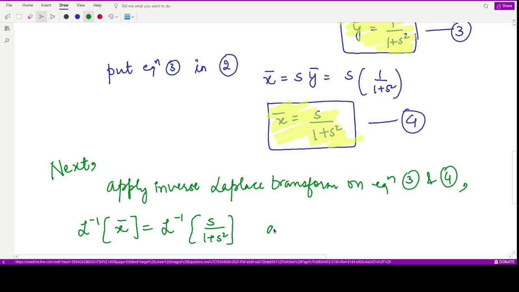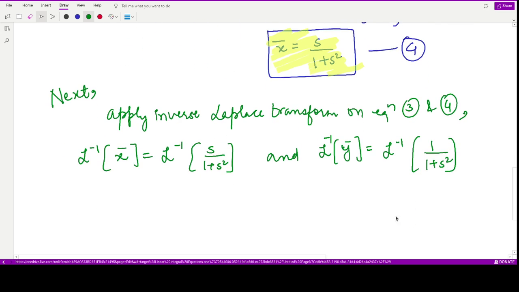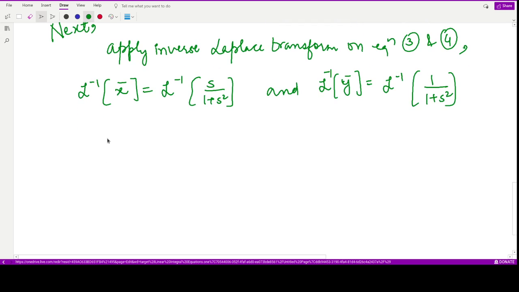This is one equation, and another equation would then become, when you apply the inverse Laplace transform here, Laplace inverse of y bar, that is equal to Laplace inverse of 1 divided by 1 plus s square. Now this is very simple to solve, because we have considered the Laplace transform of x of t as x bar, so it would be x of t.